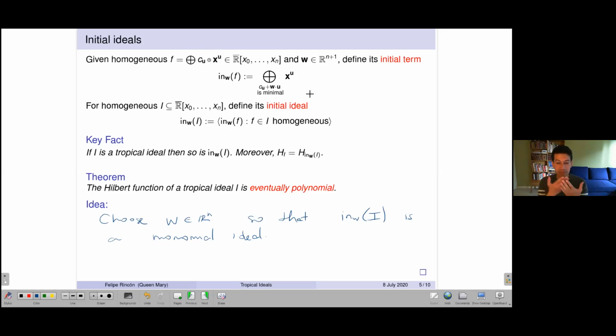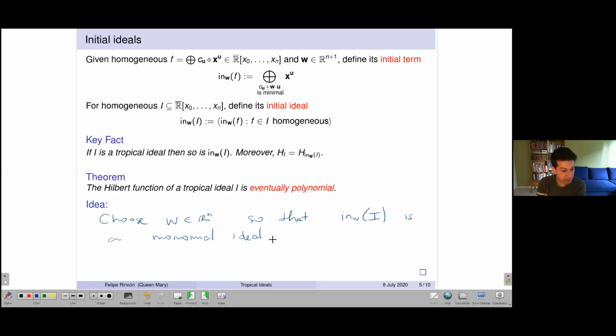And if you have a finite collection of them, or even a countable collection of them, which is what we have in this case, I is generated by a countable collection of polynomials. There's finitely many for each degree. Then all you have to do is pick a very general W that picks one single monomial from all of those countably many polynomials. And that ensures that the initial ideal you get is only generated by monomials. So it's going to be a monomial ideal.